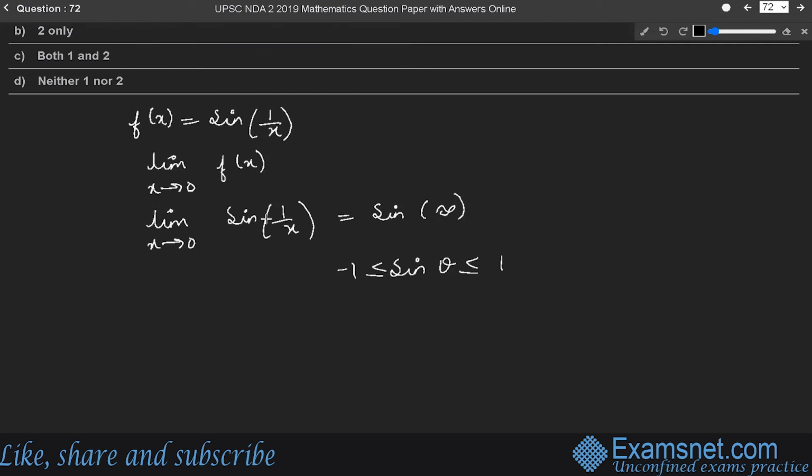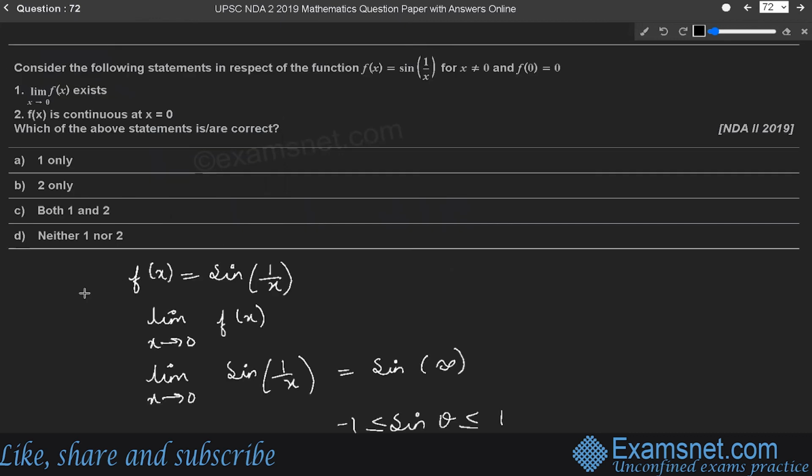Now, talking about the second part, which is continuity. So we know that a function is continuous only when f of 0 is equal to the left hand limit is equal to the right hand limit. So it is not true for the given f of x. Therefore, we can say that neither 1 nor 2 is correct. So the correct option here is option number D.